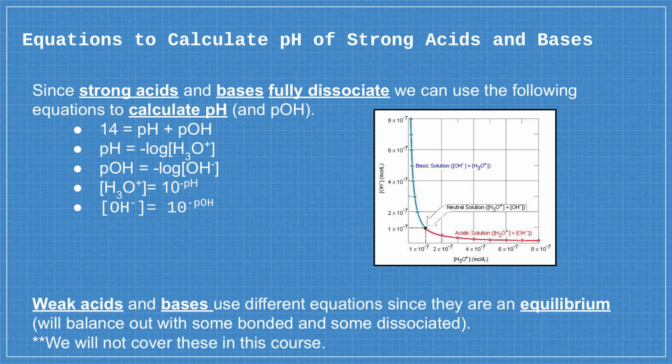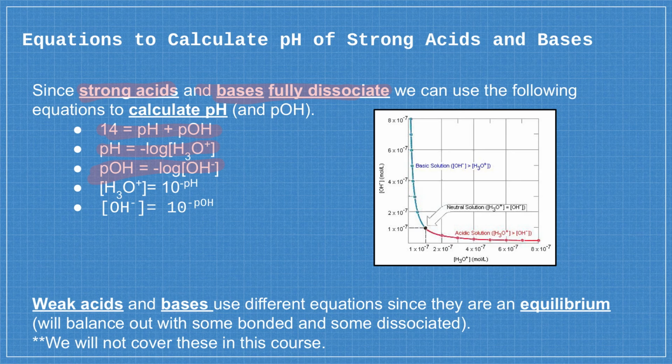So if you recall, since strong acids and bases fully dissociate, we can use the following equations to calculate the pH or the pOH. So it's a strong acid. We can use these for strong acids and bases, not weak acids and bases. So 14 equals pH plus pOH. pH is the negative log of the hydronium ion concentration. pOH is the negative log of the hydroxide ion concentration.